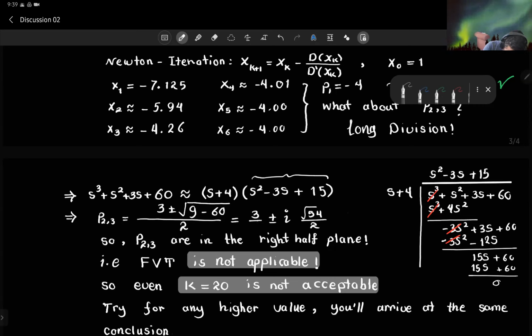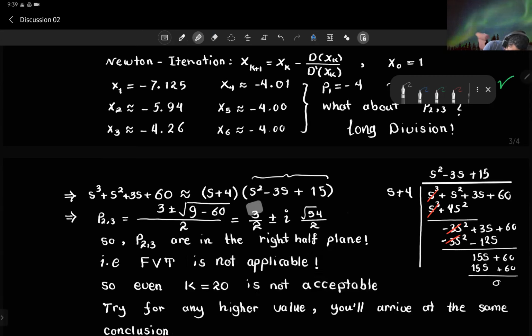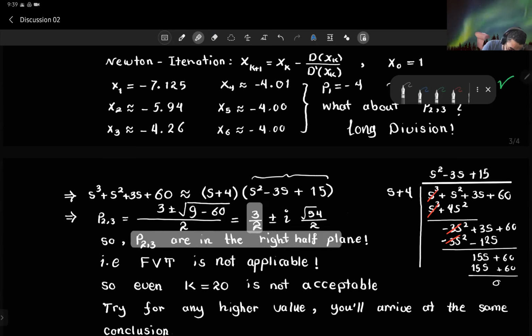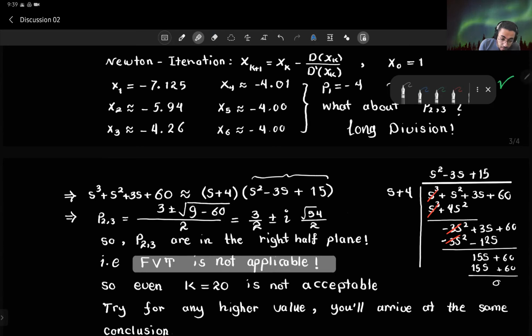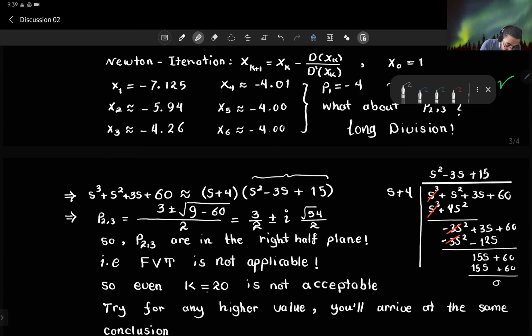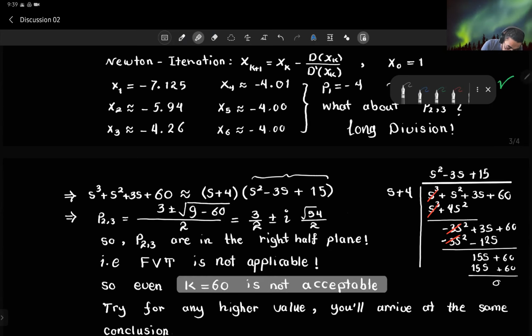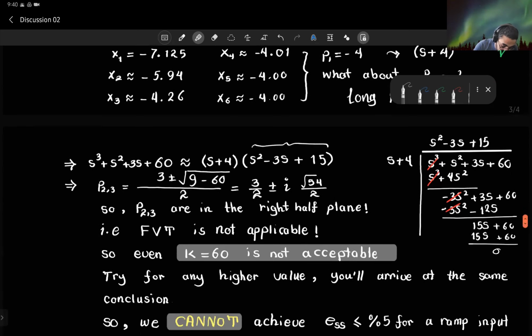Yeah. So the important thing here is that we will have right half plane poles, right? So this means that P2 and P3 are in the right half plane, which implies that the final value theorem is not applicable. So even when K is equal to 60, we cannot actually achieve that. So the final value theorem is not applicable, and so this steady state error cannot be calculated this way.